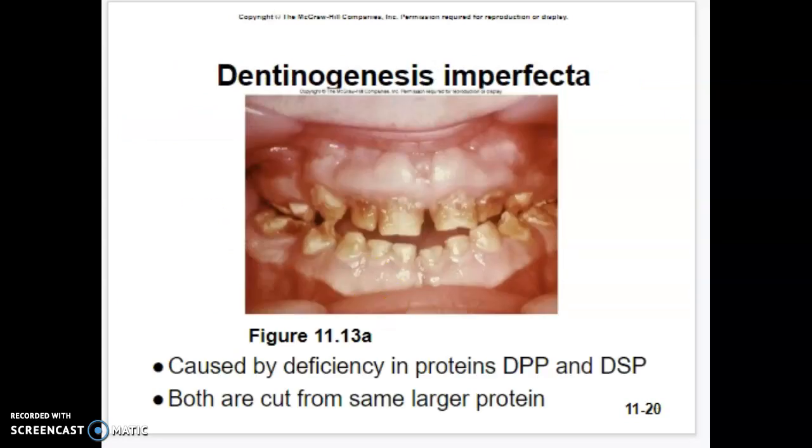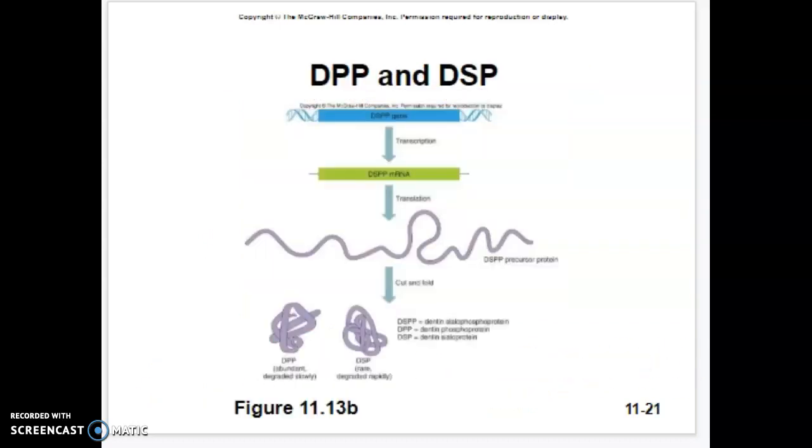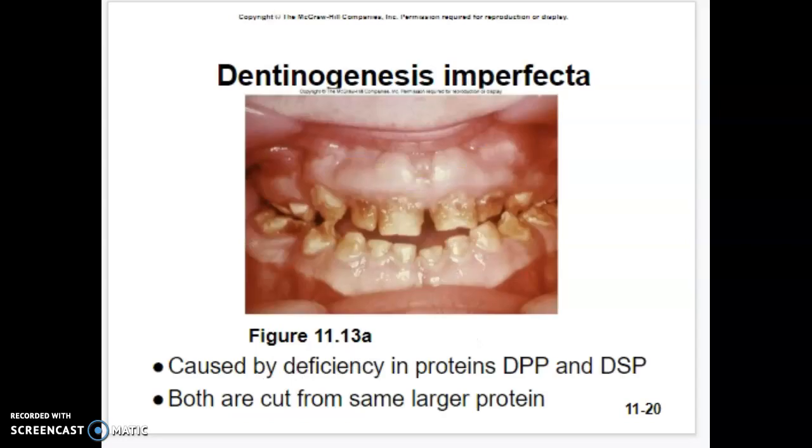This one's referring to something being cut from a large protein. So the disorder you're seeing there is dentinogenesis imperfecta. Basically, there's a protein that we cut two different proteins from, DPP and DSP. So basically the DSPP gene is transcribed and then translated, and then there's an enzyme that will cut it into proteins. And then these proteins will allow enamel to be added to teeth. And when that happens, you don't get this. This is no enamel.